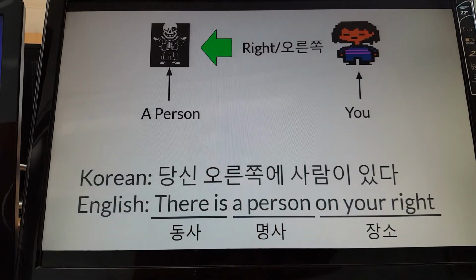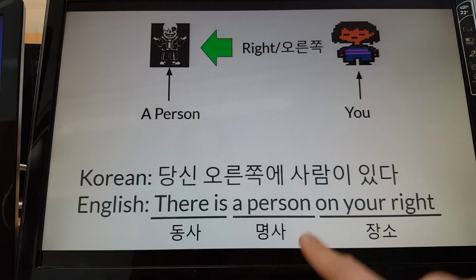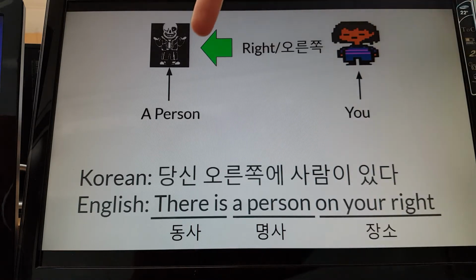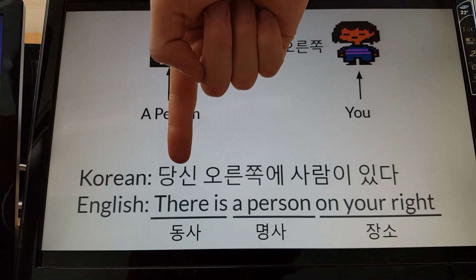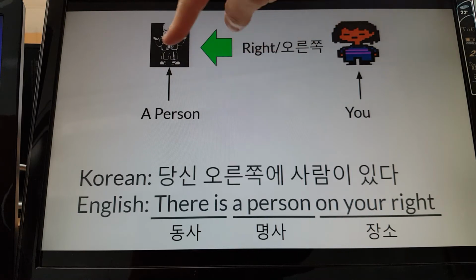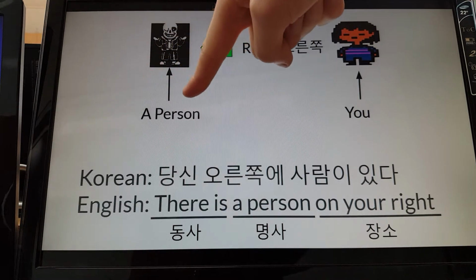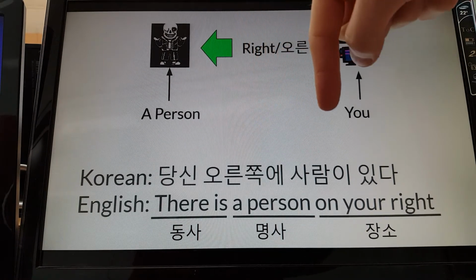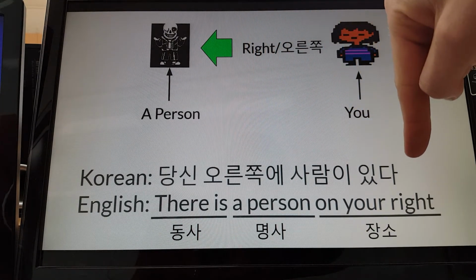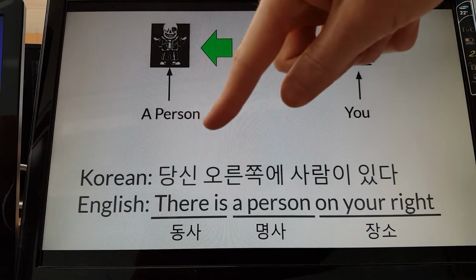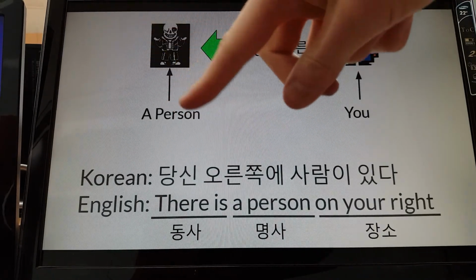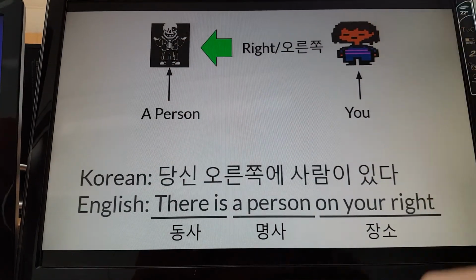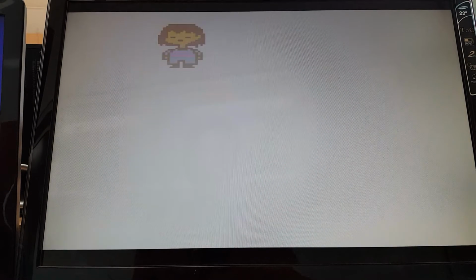And if we look back, we use our verb, there is. Our noun is a person. So we say a person. And our location, our place is on your right. Get it? All right, let's try some examples.